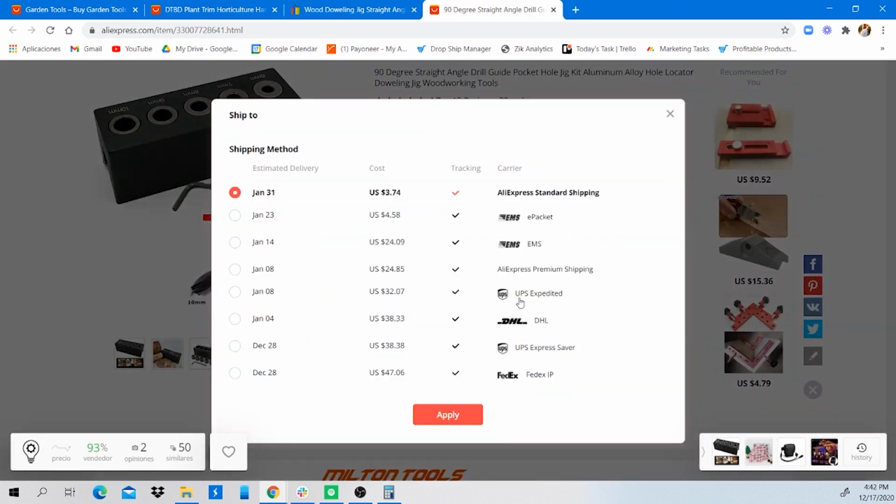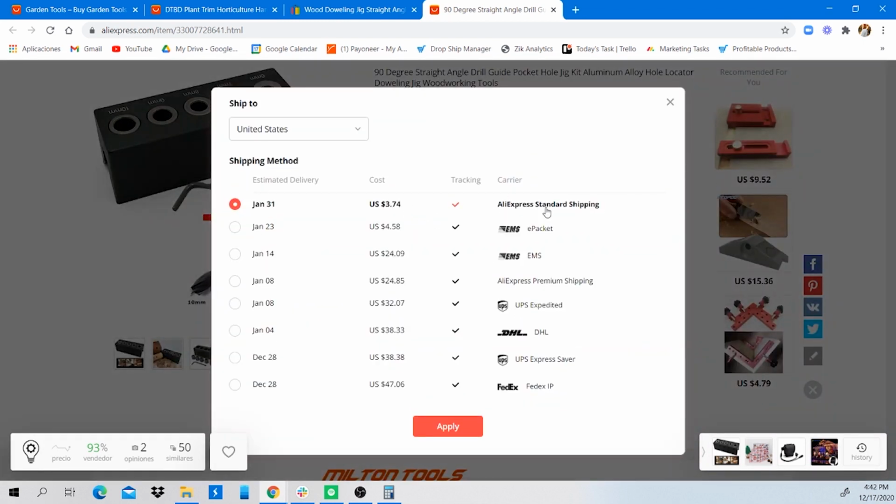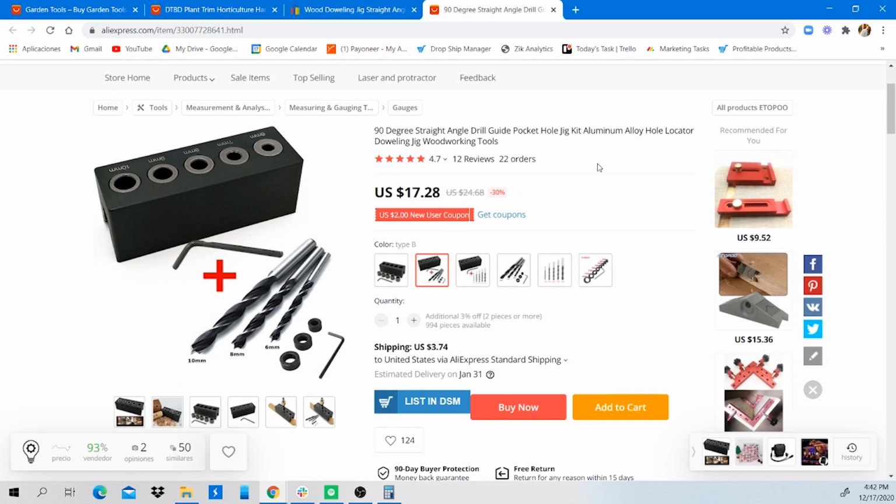Now, if we add up the AliExpress standard shipping price, which is $3.74, we apply it, and we still are cheaper. We still find something way cheaper than what we find on eBay. So that is good. Now it's time for us to analyze the supplier and see how good or reliable this supplier or seller on AliExpress is.